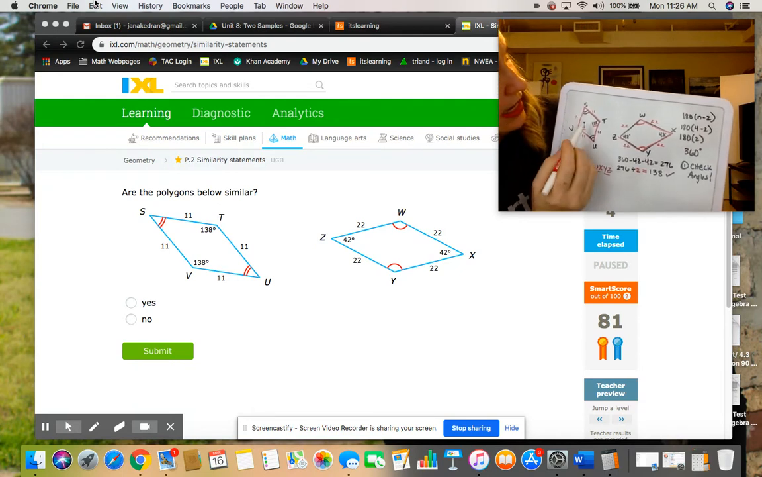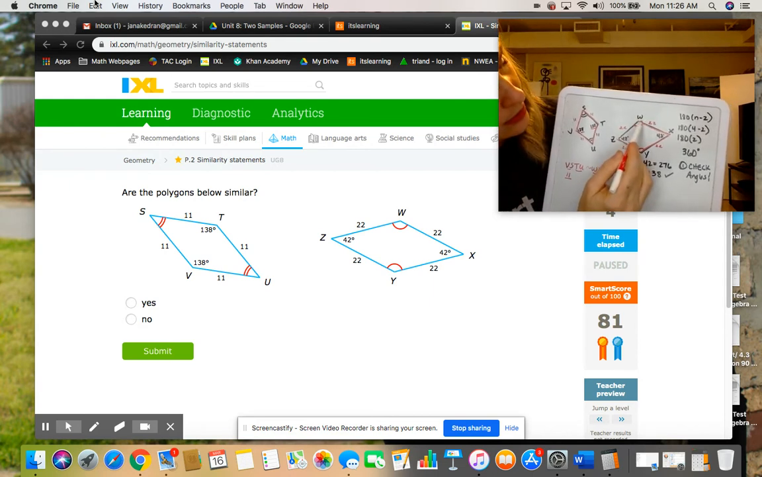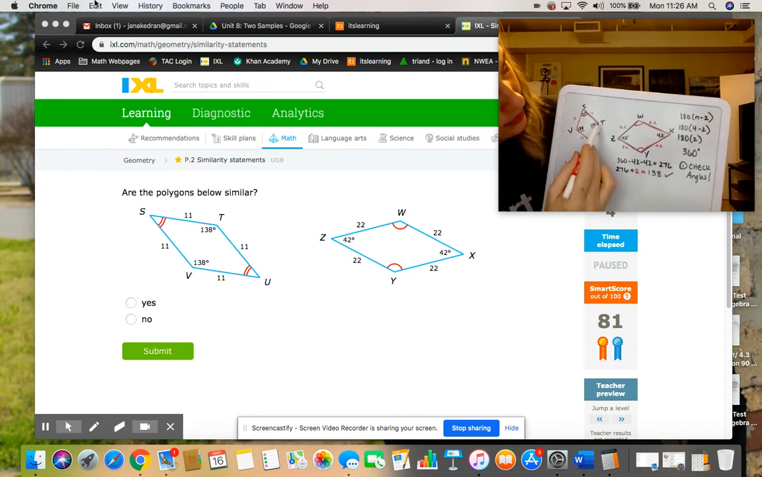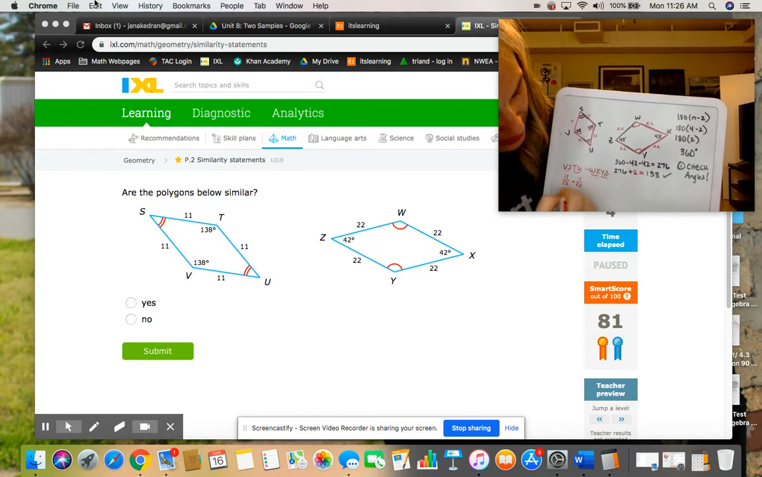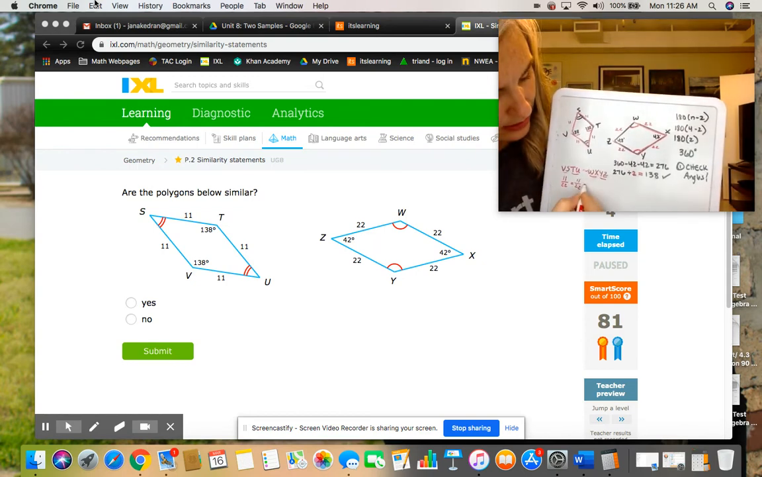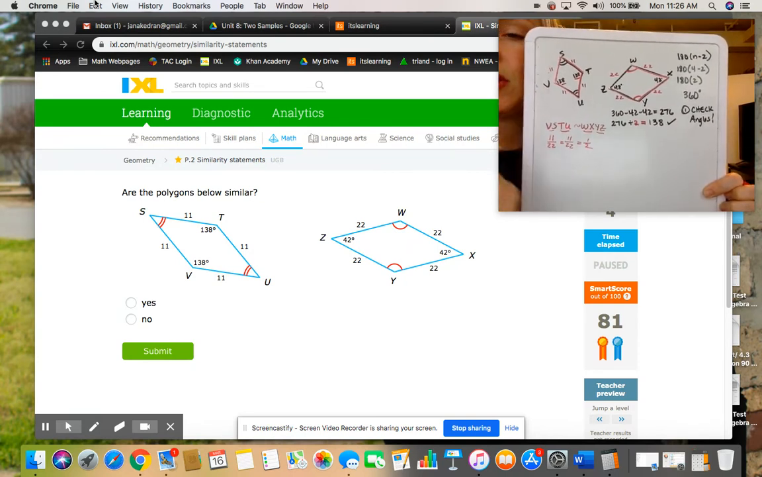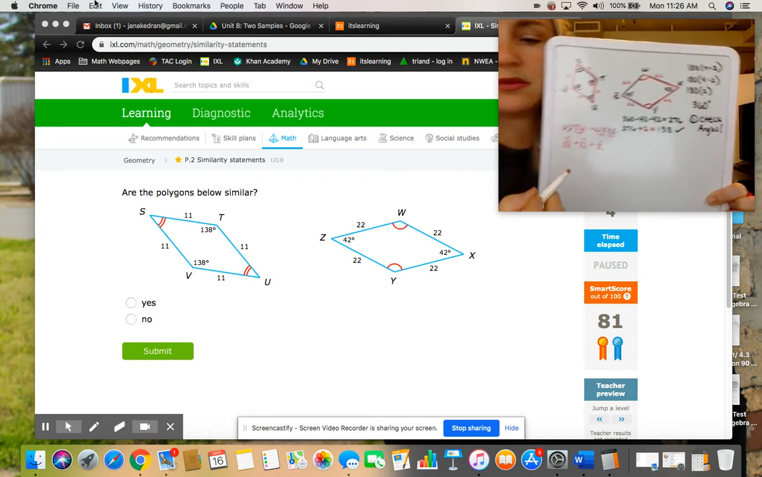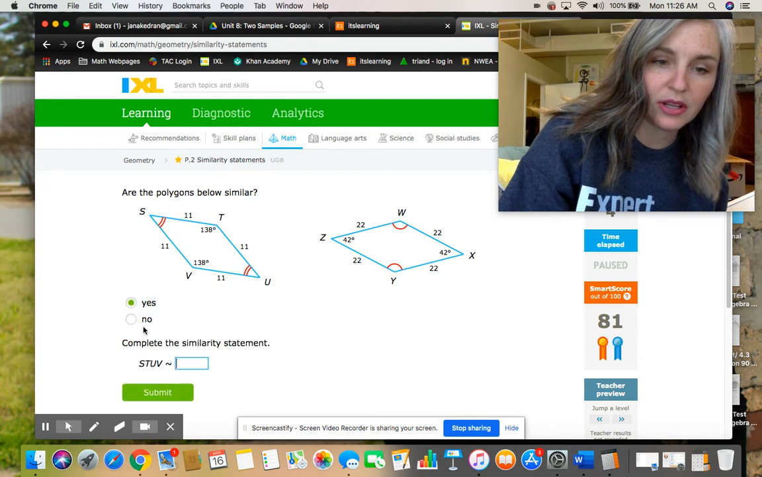Otherwise, I'd be checking: is V is to S the same as T is to U? So is 11 over WX 22 the same as TU 11 over YZ 22? And yes, these are the same fraction. These are both 1/2. You would have to check all the sides because they gave all the sides, but this is kind of how you would check it. So I would say, yes, indeed, these are similar.